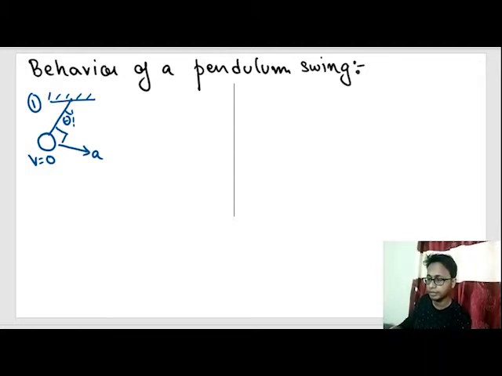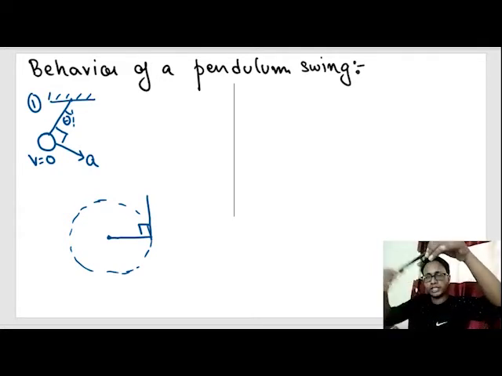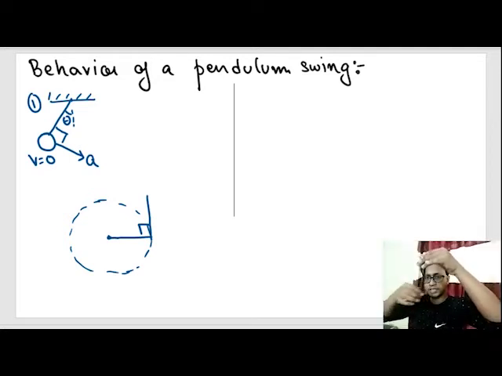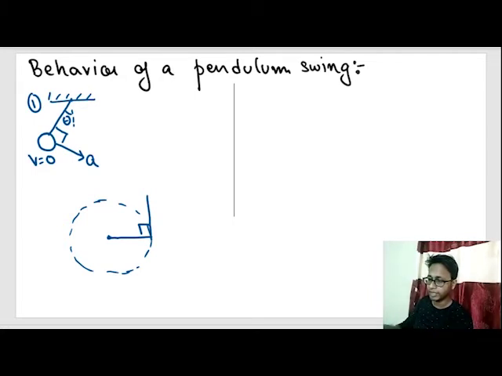Okay, why? The angle between acceleration and string is always 90 degrees. Why? Because in a circle, the angle between radius and tangent is always 90 degrees. So see, this pendulum is nothing but a part of a circle, a tiny part of a circle. So in this tiny part of a circle, the string will always be perpendicular to the acceleration.